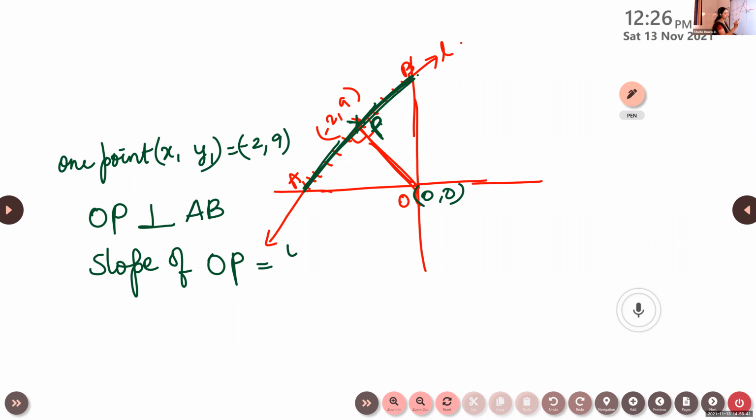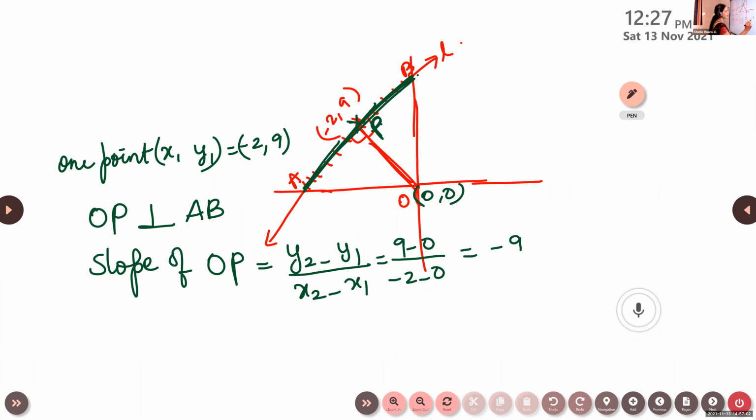What is the formula to find the slope? Change in y by change in x: y2 minus y1 by x2 minus x1. So if you take the first point as x1, y1 and the next point as x2, y2, it is 9 minus 0 by minus 2 minus 0, which is negative 9 by 2. The slope of the line OP is negative 9 by 2.